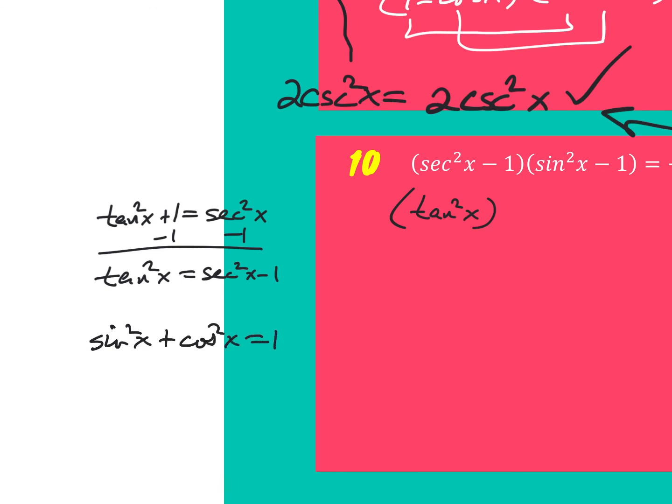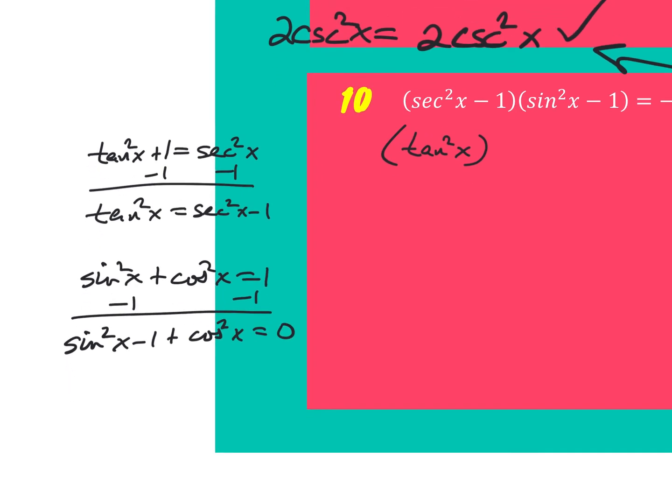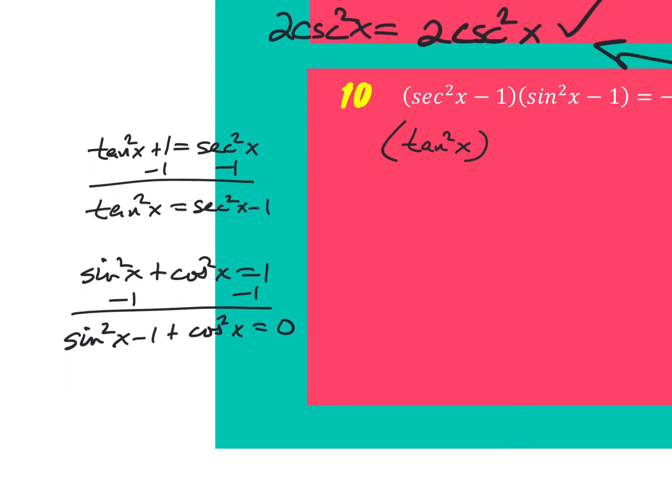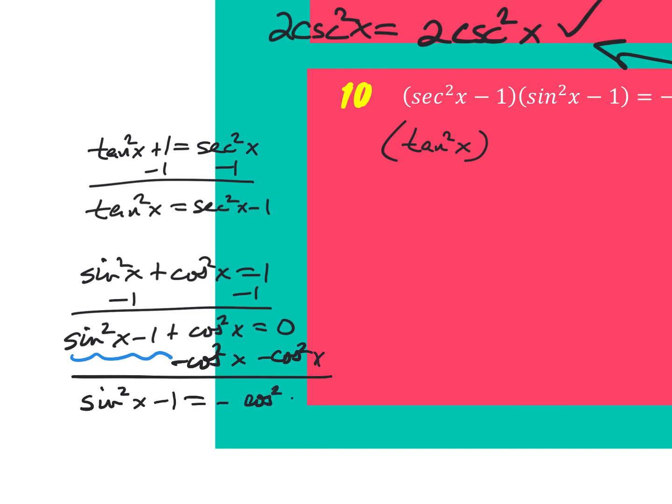And I can move over the 1: sine squared x minus 1 plus cosine squared x equals 0. And then to isolate just this, I'm going to move over the cosine. So sine squared x minus 1 equals negative cosine squared x. So that's what I'm going to substitute in here.